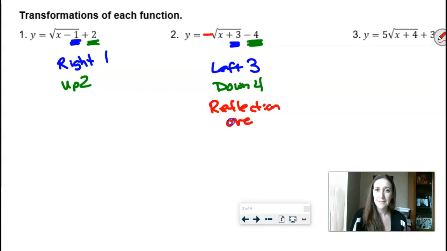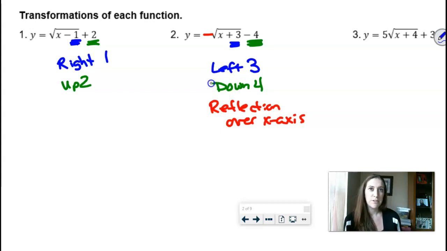over the x-axis. Now, I will warn you, because I do teach pre-calc, the reflection over the x-axis actually happens before the downshift as far as order of transformations. I'm not going to harp on you about that here for Algebra 2, but if you move on to an upper level math class, the reflection is going to occur before the downshift. I know it doesn't probably make a lot of sense right now, but they do have to happen in the right order.